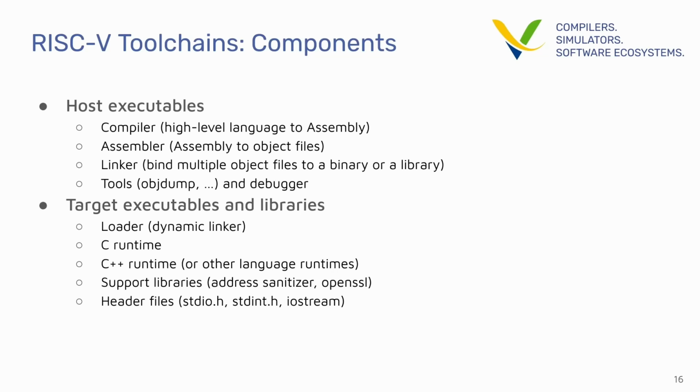But a toolchain also contains target executables and libraries, including the loader or dynamic linker, the C or C++ runtimes or any other language runtimes, other support libraries like address sanitizer libraries or cryptographic libraries, and header files.